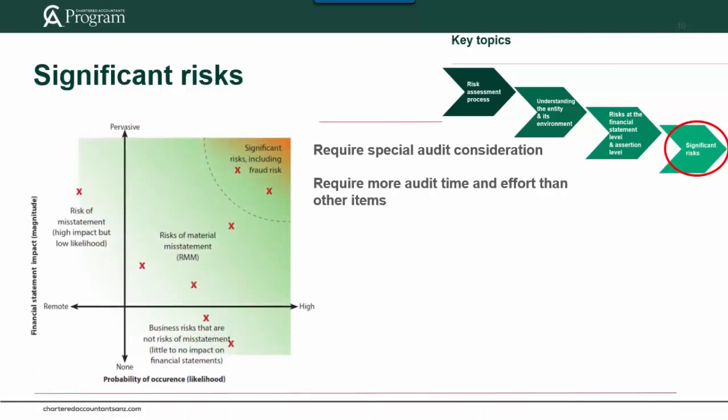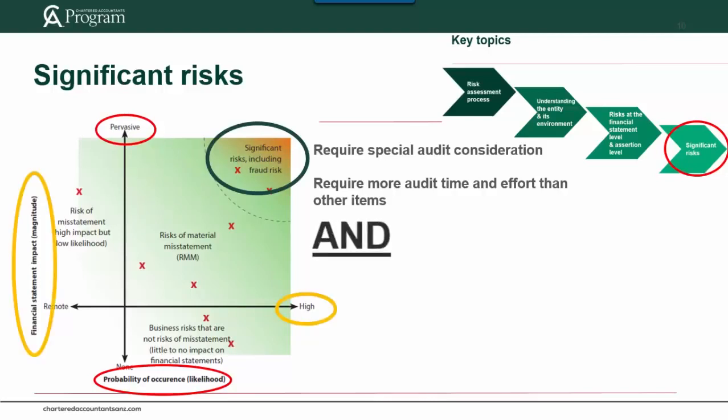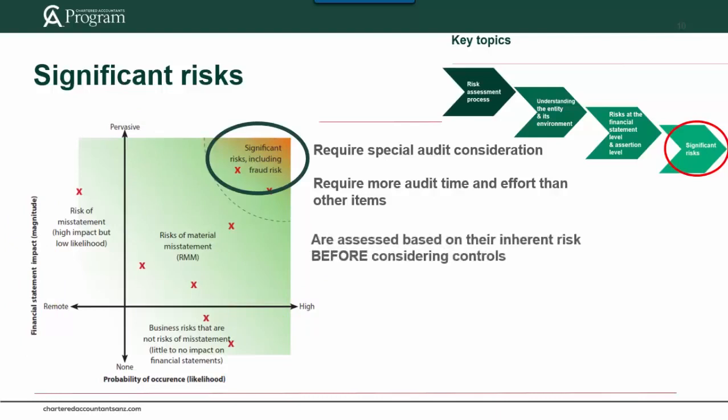As illustrated in this diagram, significant risks are those risks of material misstatement that have both a high likelihood of occurrence and a high magnitude of impact on the financial statements. Significant risks are assessed based on their inherent risks and are assessed before considering any related mitigating controls implemented by management. This means that these risks are inherently significant because of their nature and not because of the absence of internal controls.